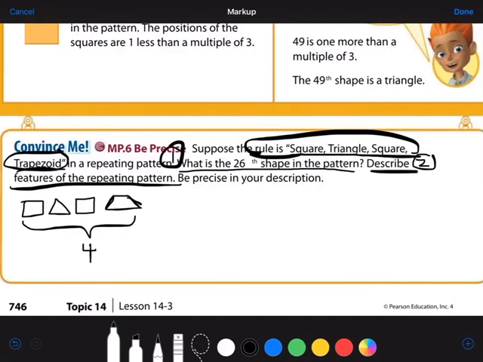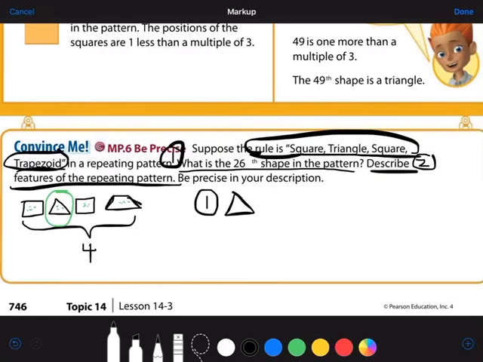Now I could do this. I could just sit here, let me use a different color, and I could count out to 26. So I could say 1, 2, 3, 4, 5, 6, 7, 8, 9, 10, 11, 12, 13, 14, 15, 16, 17, 18, 19, 20, 21, 22, 23, 24, 25, 26. I landed on the triangle. So what is the 26th shape in my pattern? It's a triangle.